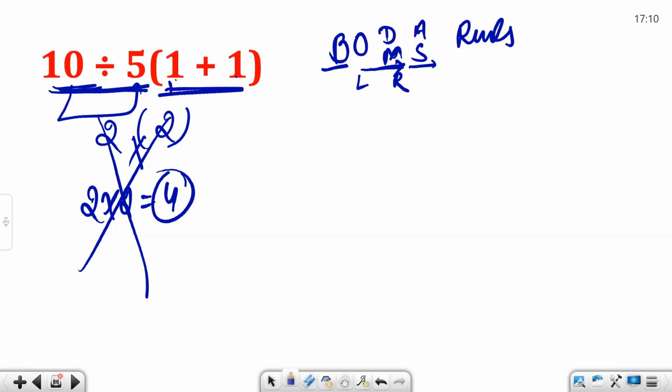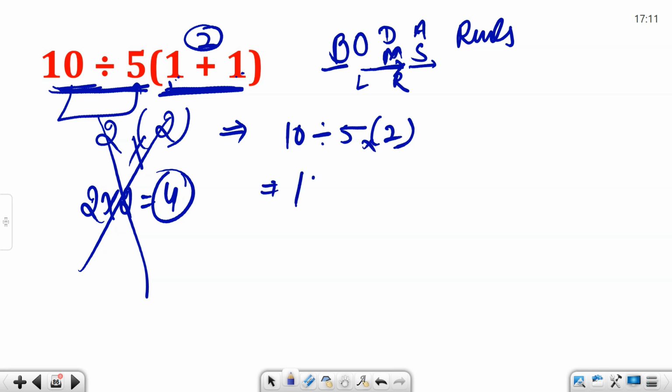So first, we'll solve the brackets. Inside the brackets, 1 plus 1 equals 2. Now, let's write the further solution. 10 divided by 5, and in brackets, 2. We'll multiply by the bracket now. So 10 divided by 5 times 2.